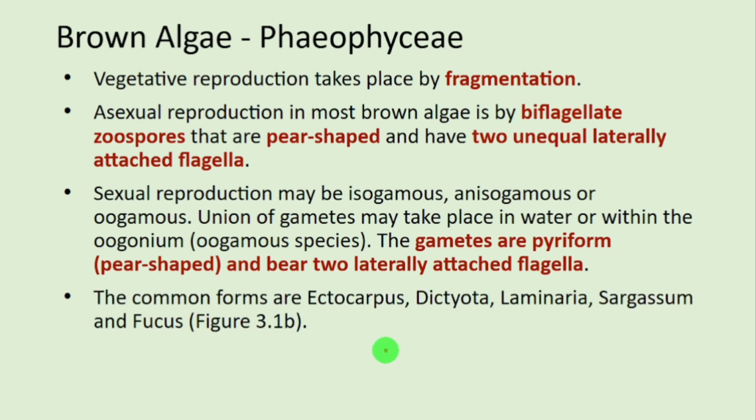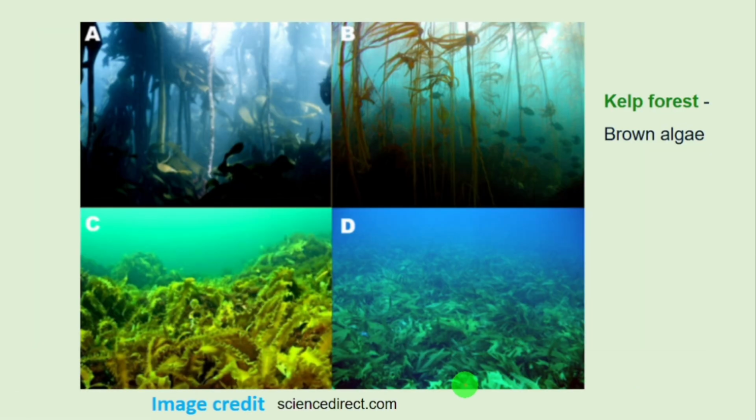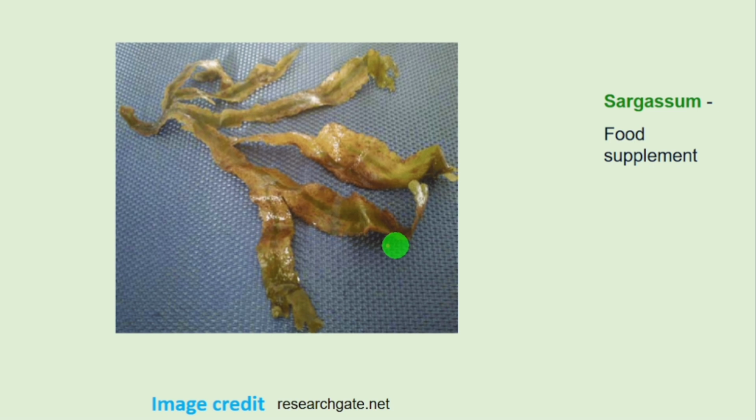Then these are the examples. These three we have already seen. Kelp also we have seen. Now this is ectocarpus. Ectocarpus is filamentous. So if they ask you three different examples of filamentous algae, so the names are Spirogyra, Ulothrix and this one, Ectocarpus. And this is sargassum. It is used as food supplement.